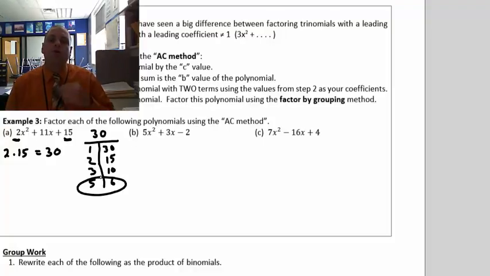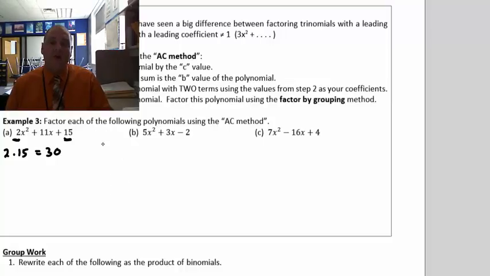5 and 6, right? So I'm going to erase this just because I'm running out of room, but we're going to use 5 and 6. But instead of going right to the factors, you're going to set it up as a factor by grouping problem. So we said 5 times 6 is what we're going to use. You're going to rewrite this polynomial as a 4-term expression.